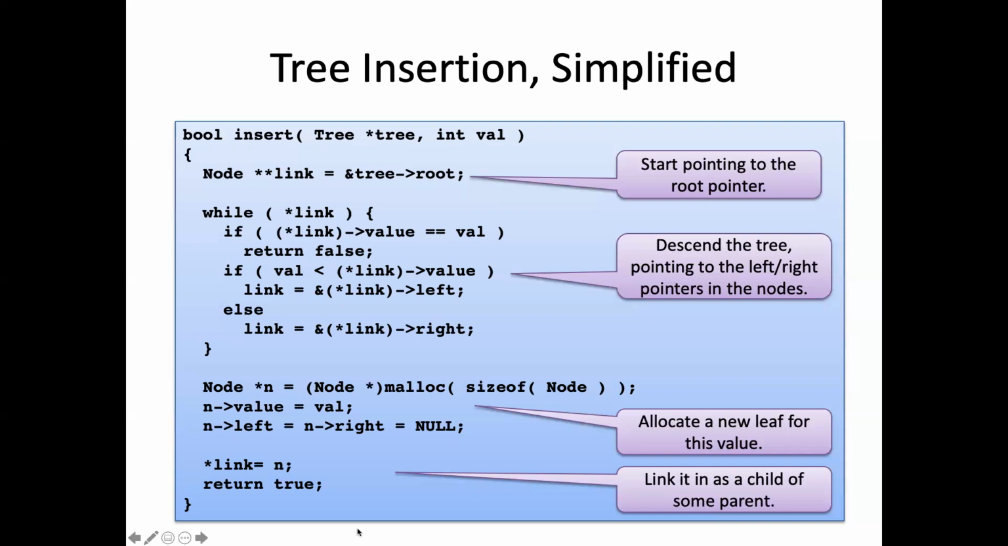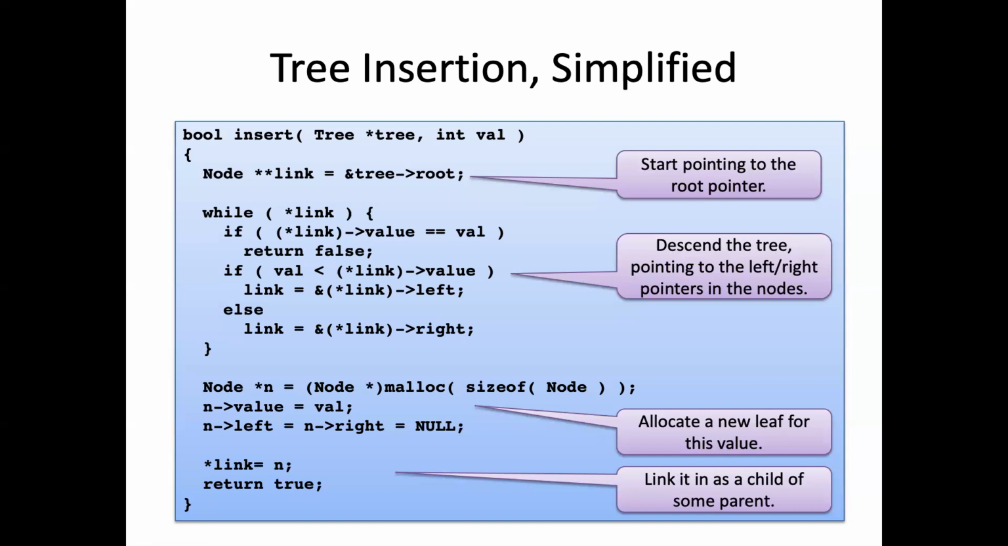And then this line right here is where we actually link it into the tree. We take the pointer that link has the address of, the one we need to change, and we make it point to this new node. And then we're done. And I would say if we had to do a balanced binary tree, this would definitely get trickier. But this is some awfully short, simple code for inserting into a binary search tree.